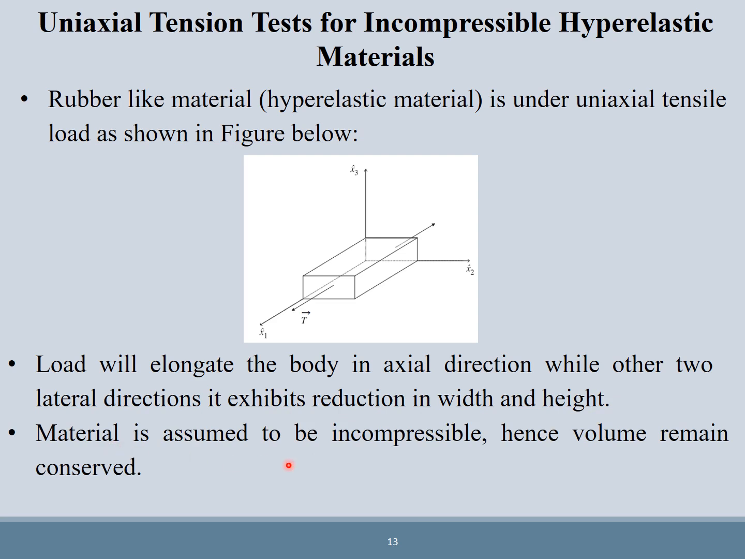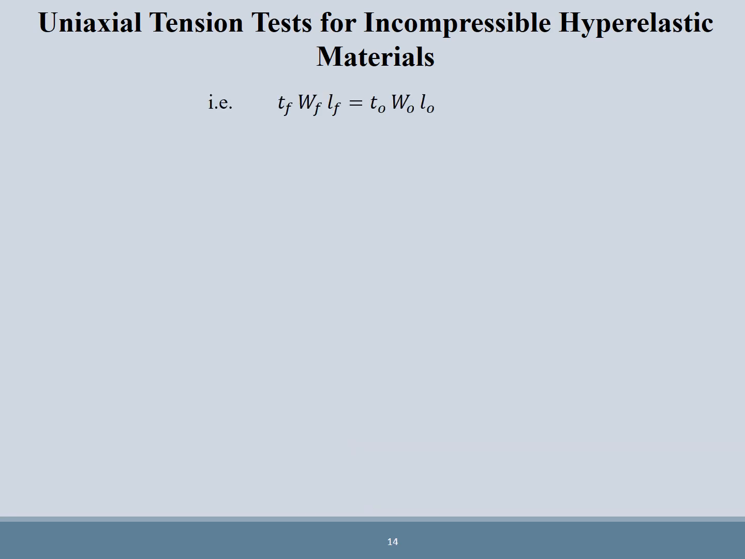Now the material is assumed to be incompressible, hence volume remains conserved. So we have said that these materials generally are incompressible. When we say incompressible, the volume before and after remains the same. So Vf is equal to V naught, that is, the final volume is equal to the initial volume. So if we simply convert that in terms of thickness, width, and length, the final volume is equal to the initial volume.